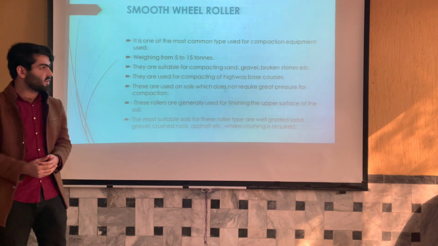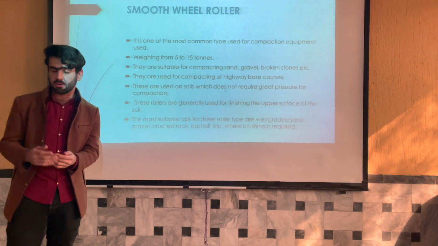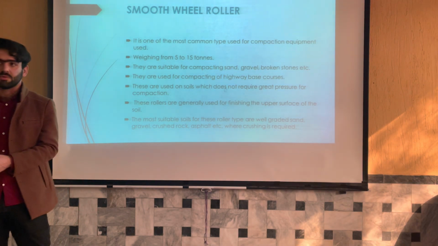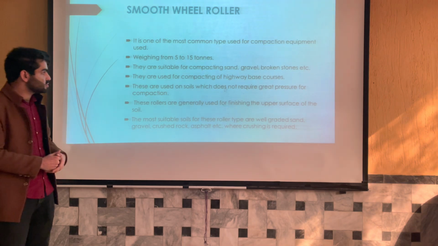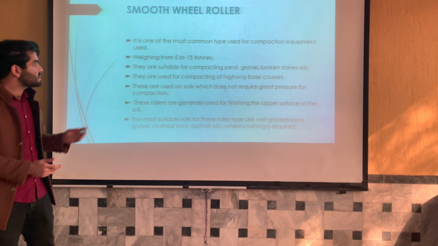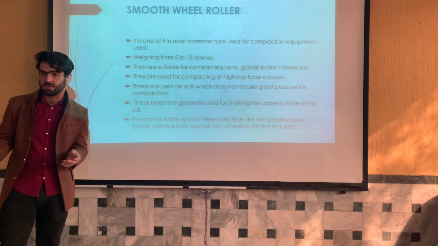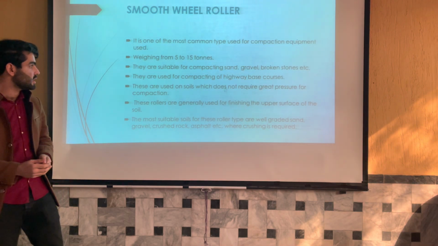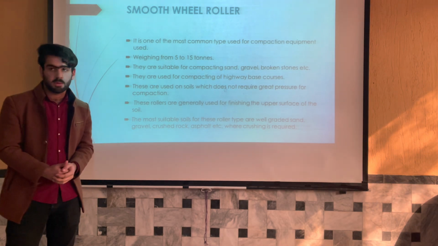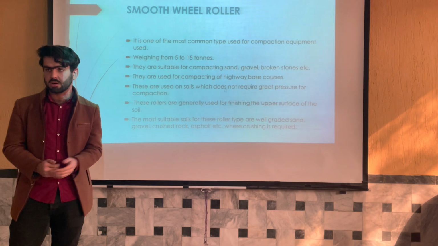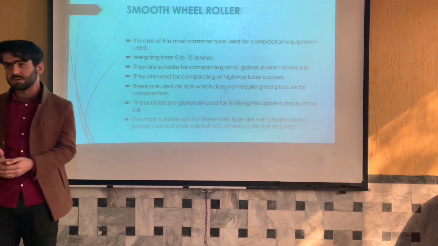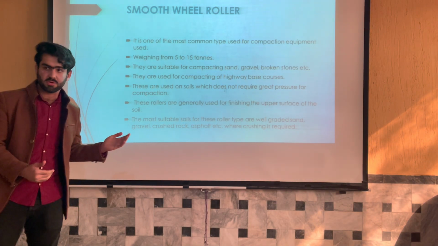It usually weighs from 5 to 15 tons, depending on the manufacturer, and on what amount of compaction you want to give to the soil. They are suitable for compacting sand, gravel, rocks, stone, etc. Since it is mostly made of steel or very strong material, it is very suitable to be used on sand, gravels and broken stones, because it will not affect the surface of the roller. And since steel is a very heavy material, the compaction is very easily done with the smooth wheel roller.